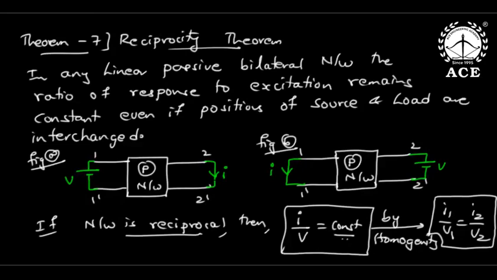Also by homogeneity, suppose here 10 volts is giving 2 amperes. Here also 10 volts will give 2 amperes. Very interesting. Similarly, if 10 volts is giving 2 amperes, 20 volts will give 4 amperes. That is the meaning: I1 by V1 equal to I2 by V2.